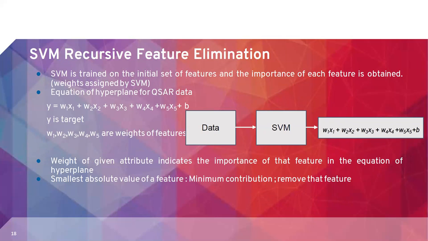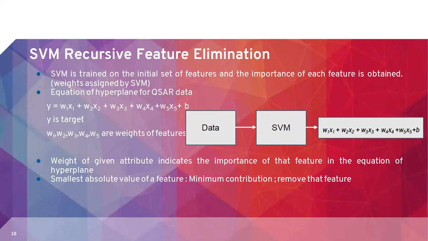SVM itself can be used for attribute selection. This SVM recursive feature elimination is known as the SVM RFE algorithm. Let us explain the SVM RFE algorithm with five attributes. First, build the SVM linear hyperplane using all the five attributes, and then find out the hyperplane equation. When you find out the hyperplane equation, you also get the weights for each of the descriptors or attributes.